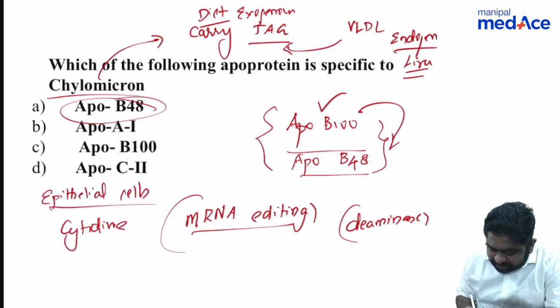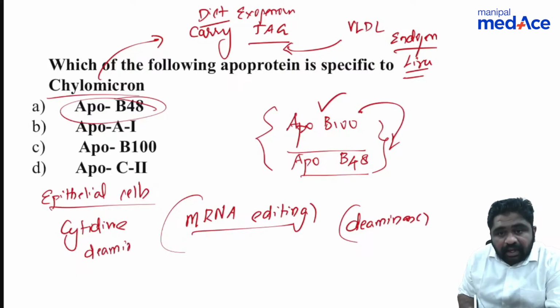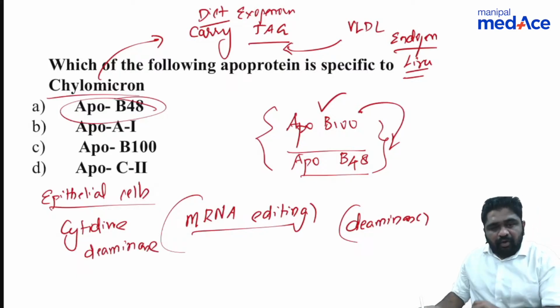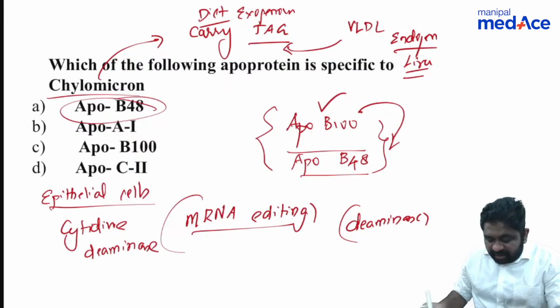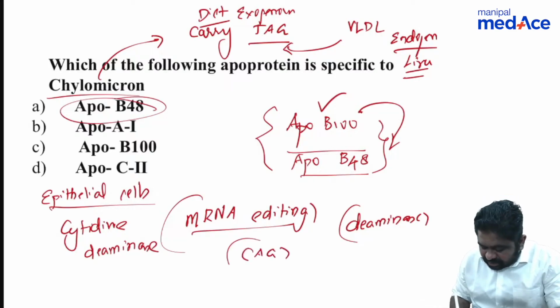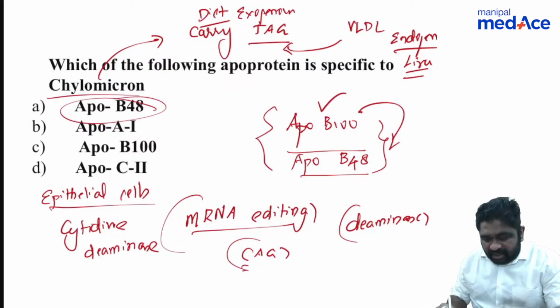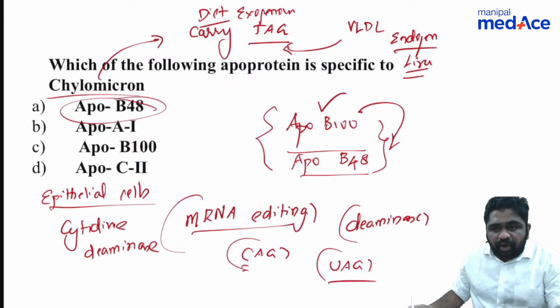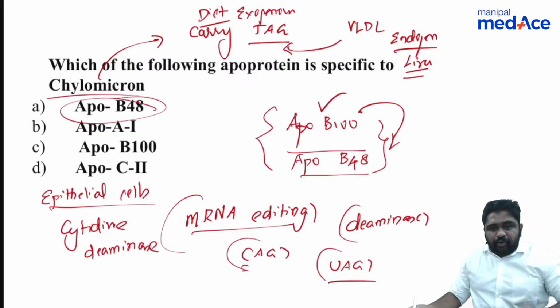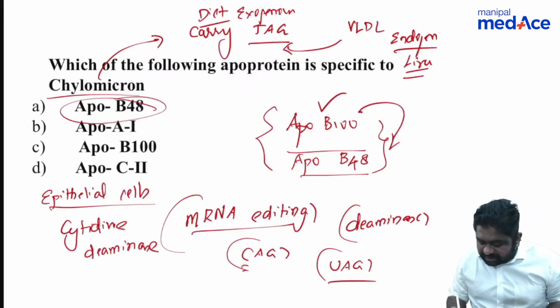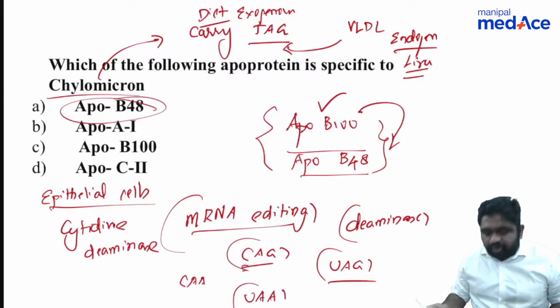In the intestinal epithelial cells, you will be having the enzyme cytidine deaminase being active. Now, what does a cytidine deamination do? If, for example, you have a codon called CAG, if this C is going for deamination, that becomes U. Now, what is the UAG codon? Excellent, Stardust. This particular CAG or CAA is converted into UAG or UAA.